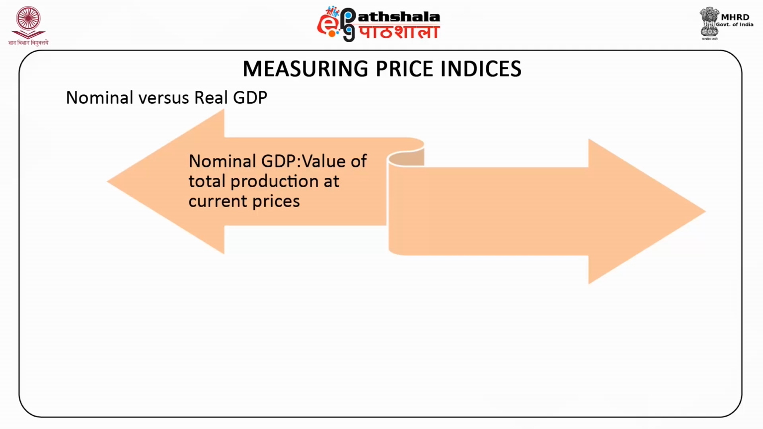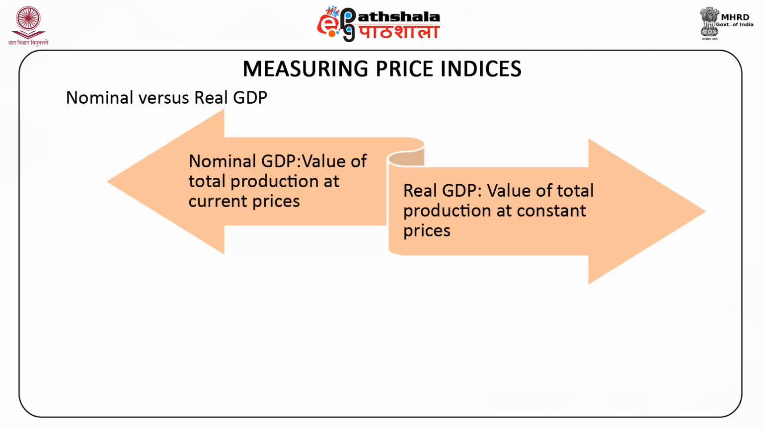In order to eliminate the effect of price changes, we estimate the real GDP. To arrive at the real GDP figure, that is the GDP at the constant price or GDP adjusted for inflation, the production of final goods is valued at some constant price or the base year.